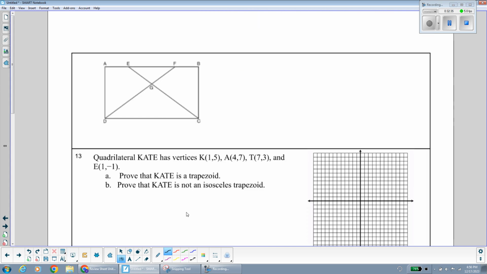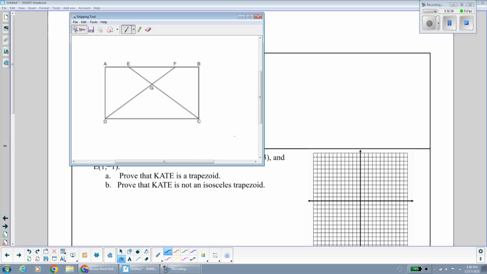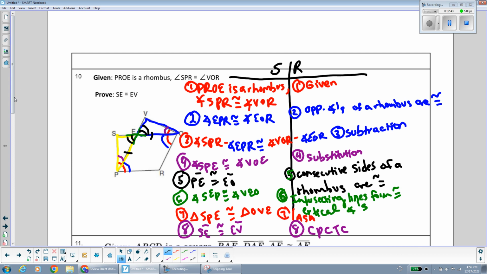Oh, it looks like the diagram went missing. Let me grab that diagram. And let me move that back over here.